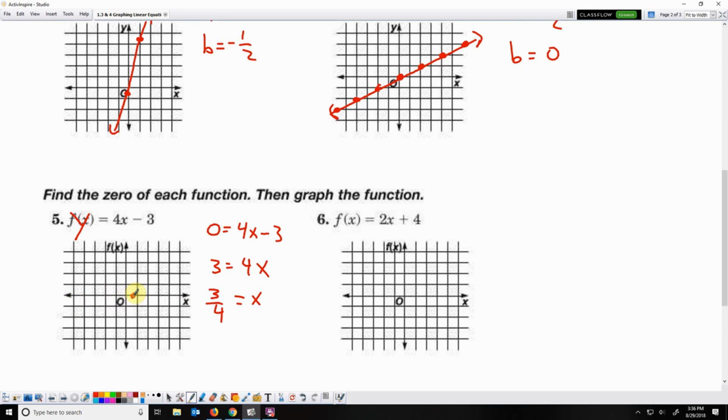Okay, so the y value is 0. From there, let's just follow the slope. The slope is 4, so 1, 2, 3, 4, and over 1. And we'll go down 4 and left 1.